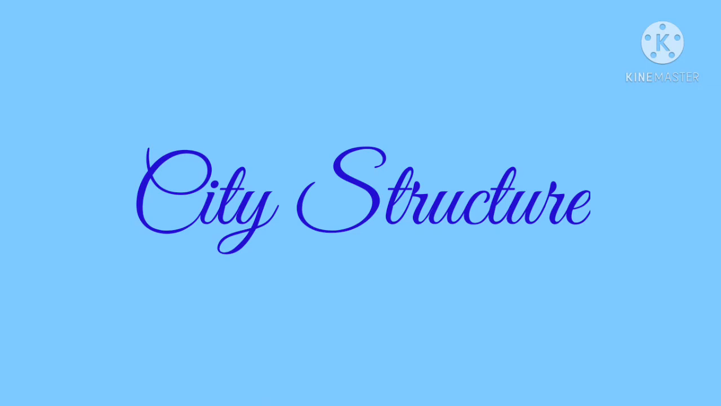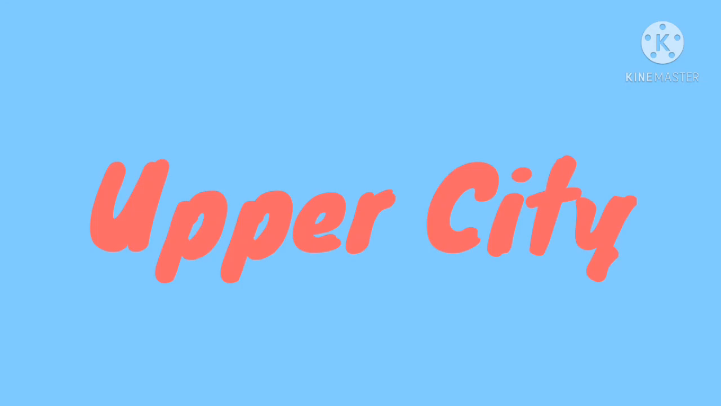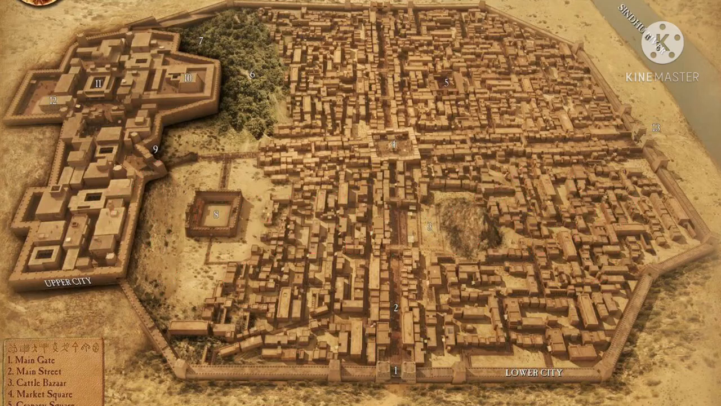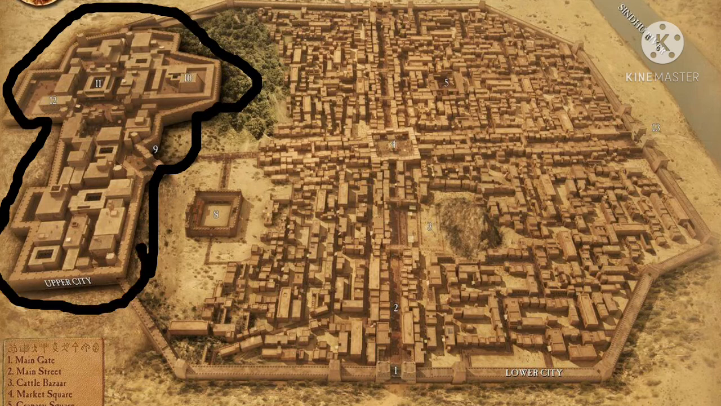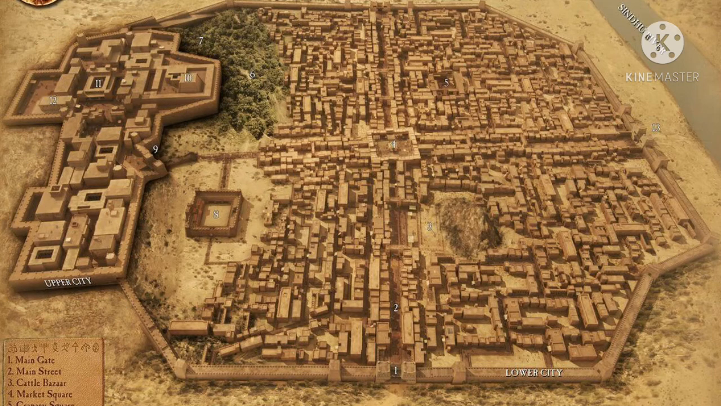So now we are going to see the city structure of the Indus Valley civilization. There were 2 parts of the city for the Indus Valley civilization, the upper city and the lower city. We are going to do the upper city first. As you can see, this is one of the famous cities of the Indus Valley civilization, Mohenjo-daro. As you can see here, this is the upper city which I have labeled. It took 20% of Mohenjo-daro.